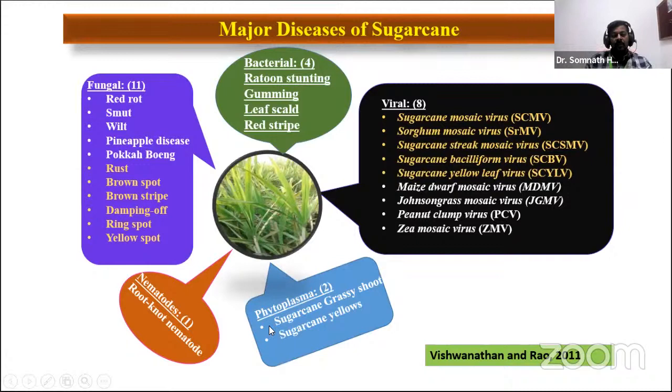It is infected by 4 bacterial diseases, that is ratoon stunting, gumming, leaf scald, and red stripe. These are the 4 bacterial diseases infecting sugarcane. Sugarcane is also infected by almost 4 to 5 viruses. Under Indian conditions, sugarcane mosaic virus, sorghum mosaic virus, sugarcane streak mosaic virus, sugarcane bacilliform virus, and sugarcane yellow leaf virus are reported in India, whereas maize dwarf mosaic virus, Johnson grass mosaic virus, peanut clump virus, and other mosaic viruses are not reported to infect sugarcane in Indian conditions.